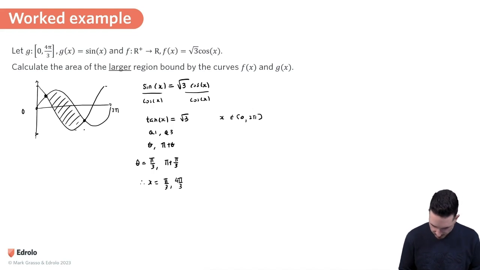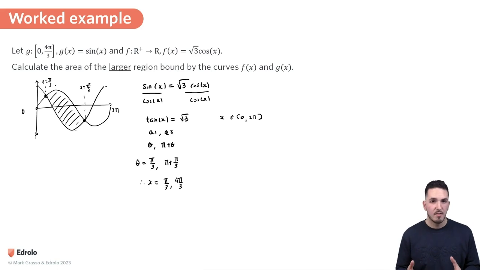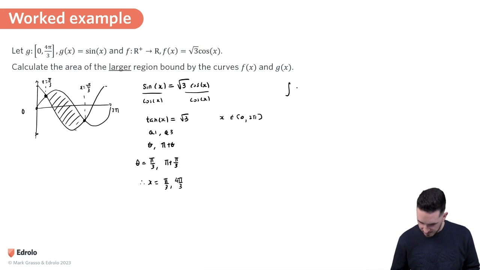So x is equal to 4 pi on 3, and here x will equal pi on 3. It doesn't matter too much about the y value of the points of intersection, because we need the x values to set up our terminals. So now we can have the integral, and we'll notice on top is the sine function, so from pi on 3 to 4 pi on 3 of sine of x minus root 3 cos of x dx.